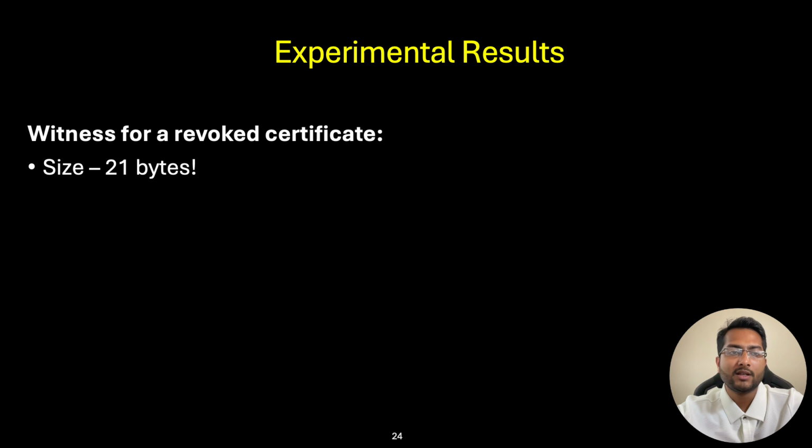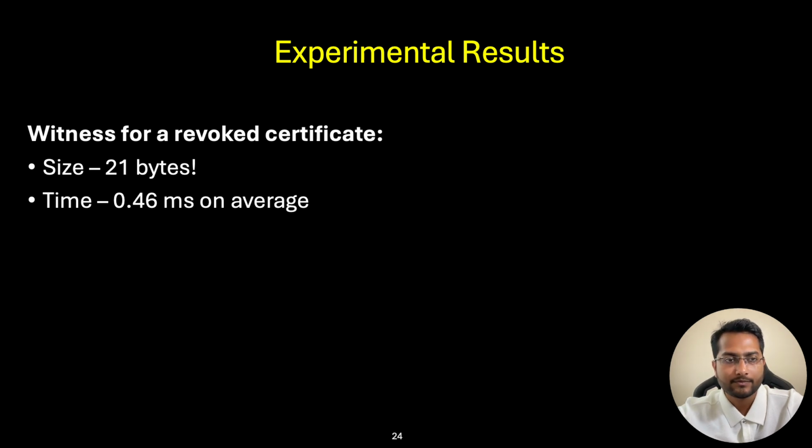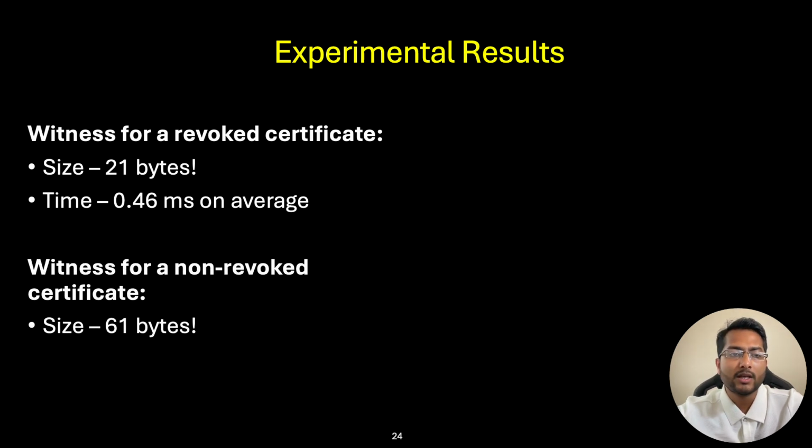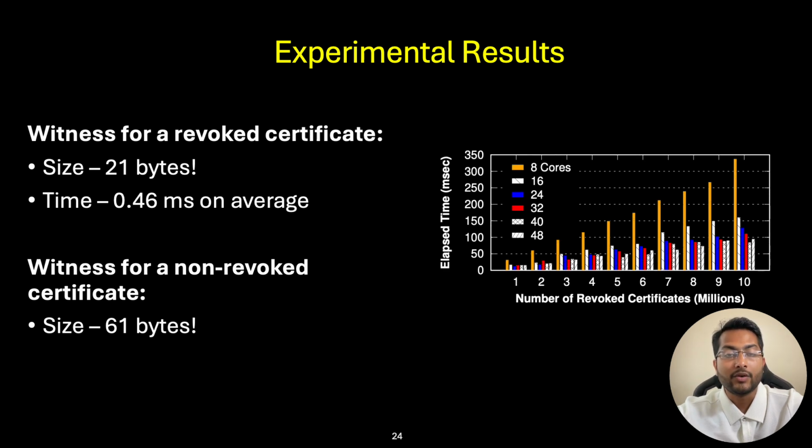The size of the witness for a revoked certificate is usually 21 bytes, and it takes around 0.46 milliseconds on average to generate the witness for a revoked certificate. And the size of a witness for a non-revoked certificate is usually 61 bytes, and the time taken to generate the witness for a non-revoked certificate is directly proportional to the number of accumulated revoked certificates in the accumulator. So as you can see from the graph, this looks like a bit high cost for one non-revoked certificate.